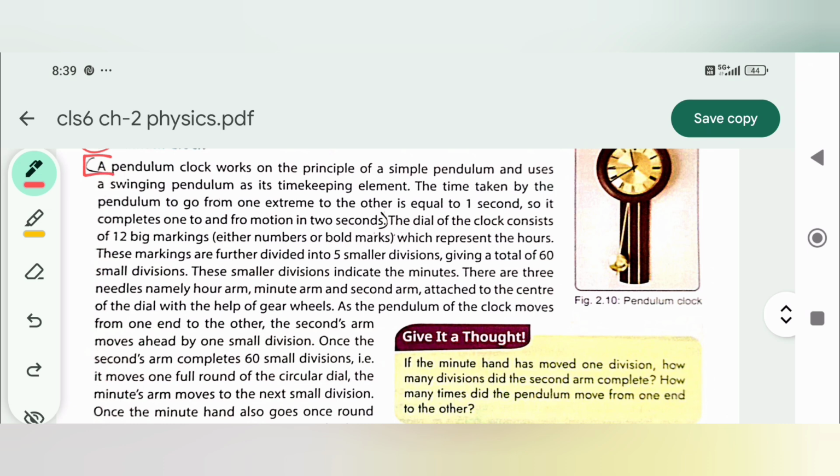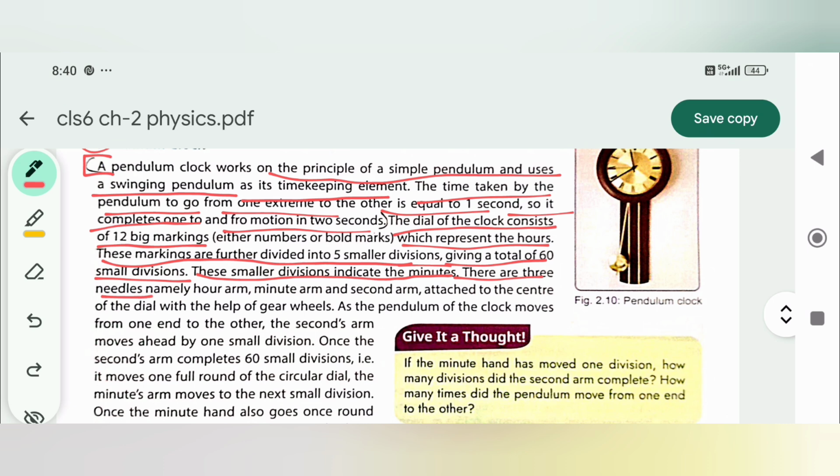A pendulum clock works on the principle of a simple pendulum and uses a swinging pendulum as its timekeeping element. The time taken by the pendulum to go from one extreme to the other is equal to 1 second. So it completes 1 to and fro motion in 2 seconds. The dial of the clock consists of 12 big markings which represent the hours. These markings are further divided into 5 smaller divisions, giving a total of 60 small divisions. So these smaller divisions indicate the minutes.